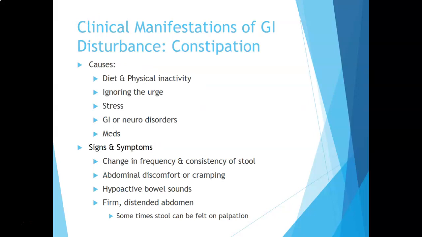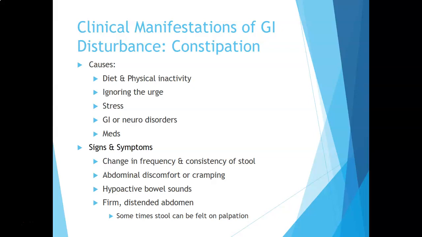So next we're going to talk about the opposite end, constipation. Again, many causes. Diet, poor diet, and physical inactivity are probably two of the bigger ones. Sometimes ignoring the urge to defecate will produce constipation in the long run. Stress can be constipating. Of course, any GI or neurological disorders, depending on what they are, can lead to constipation. And meds, we all probably know that opioids can lead to constipation for a lot of people.